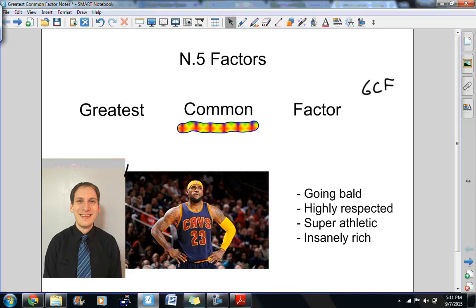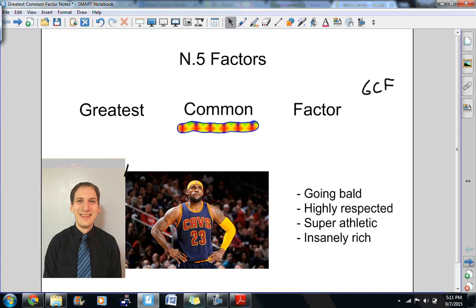We are both definitely going bald. LeBron actually went bald even quicker than I did, which is very sad for him. I would say that we're very highly respected, especially inside of each of our professions. We are both very athletic. LeBron obviously is good at basketball. I'm good at everything, so that evens out there. And then, of course, we are insanely rich. His last contract earned him about $18 to $19 million a year. I'm on a teacher's salary, so we're both obviously making bank.